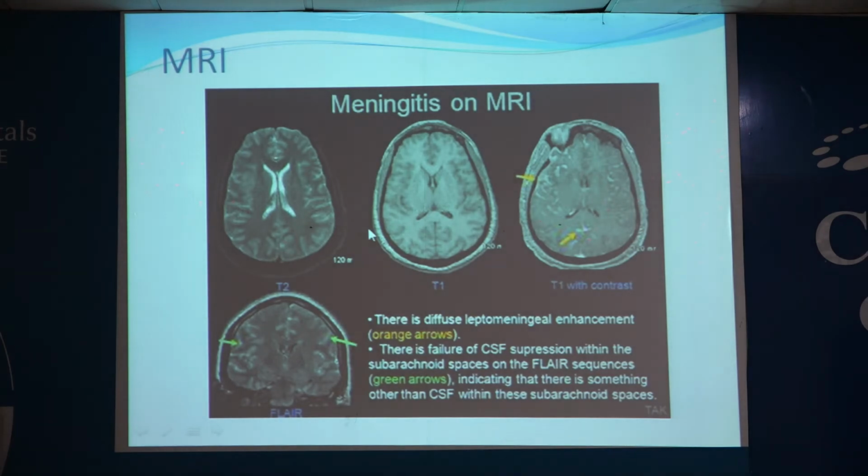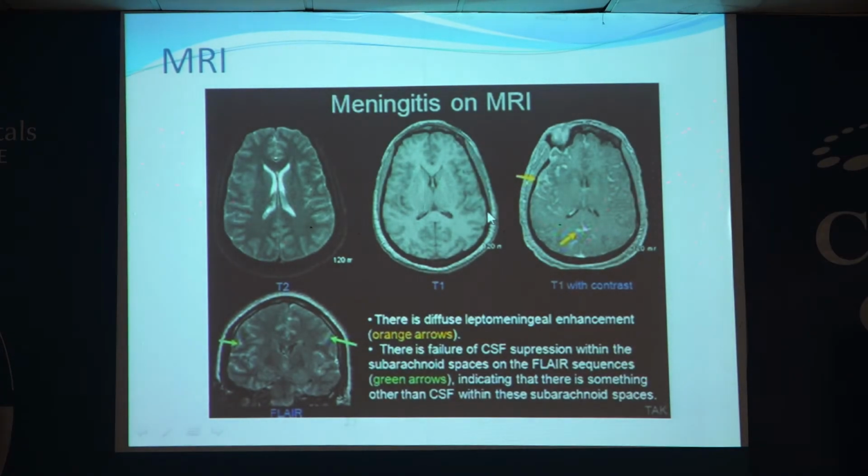Meningitis on MRI: this is a T1 sequence and a T2 sequence, which appear relatively normal, but on a FLAIR sequence the sulcal spaces should be dark, with CSF signal intensity, but here they are bright, which indicates that there are exudates within the subarachnoid spaces. A similar appearance will be seen in cases of subarachnoid hemorrhage on MRI. And post contrast, we are seeing abnormal enhancement, and thus the diagnosis of meningitis can be made on MRI.